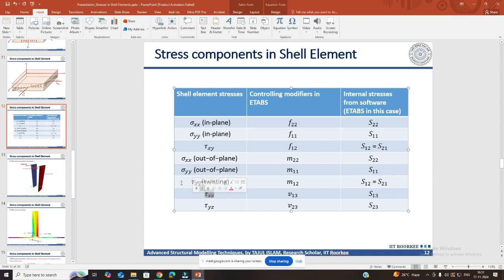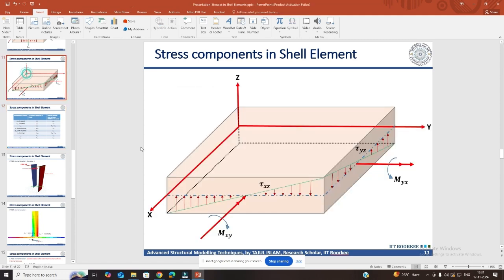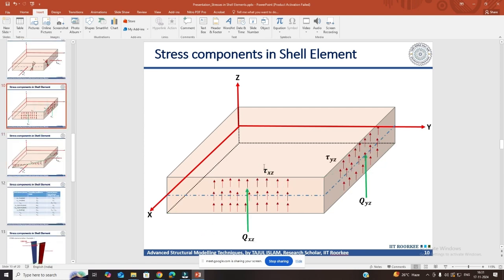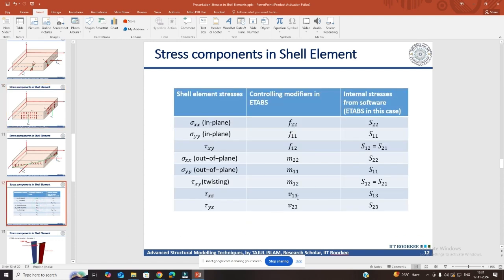Then tau xz. So let us see what is tau xz. This is tau xz because of twisting moments, and this is tau xz because of shear forces. So to control this, you have to provide these parameters, and correspondingly when you are checking the stresses from the analysis, you have to check S13, and similarly tau yz, this parameter you have to modify in the stiffness modifier section, and correspondingly you have to check the stresses S23.